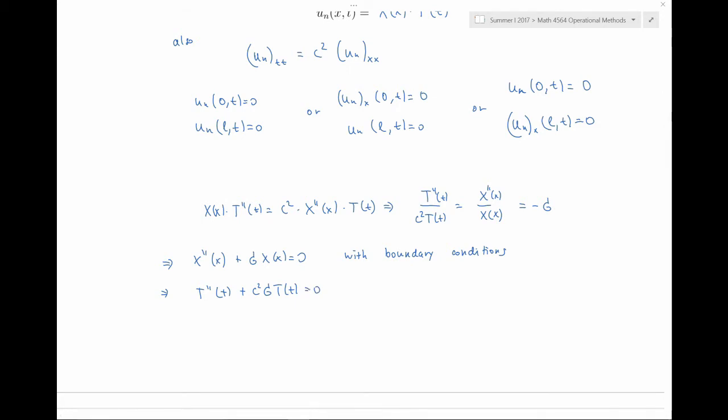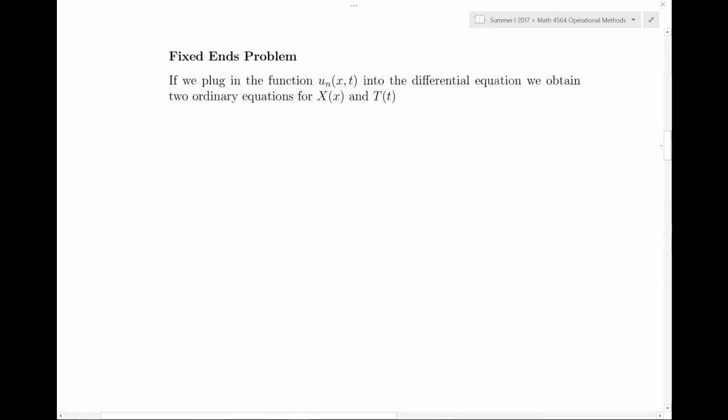And we're only going to impose the initial conditions when we assemble the solution together. So let's consider the first type of boundary conditions, when I have a string that has both of its ends fixed. If u_n of 0, t equals 0, that means that X of 0 times T of t should be 0. The same can be said at the end L, which means that X of L times T of t should be 0.